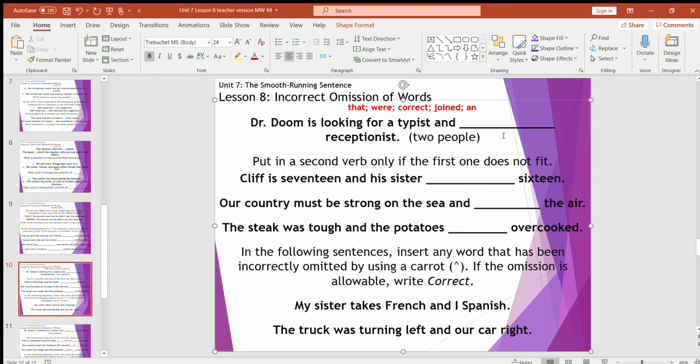Cliff is 17 and his sister blank 16. Is it okay to say his sister is 16? Yeah, so it's okay to leave it off. So you can just write correct.